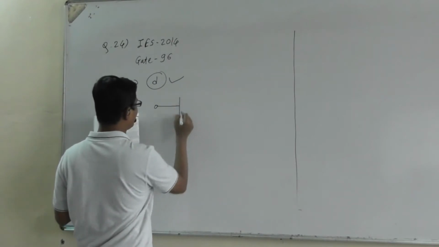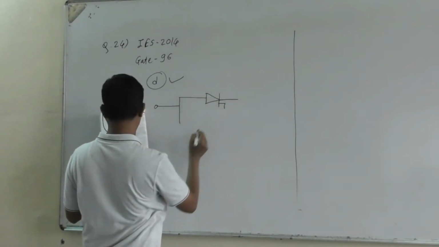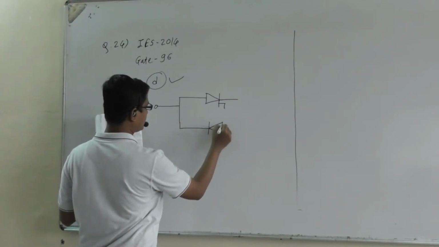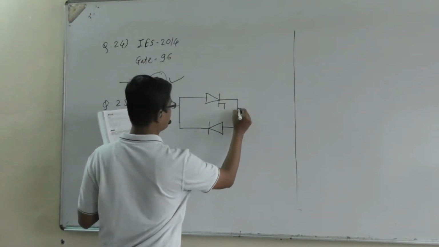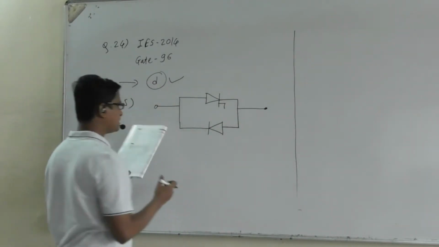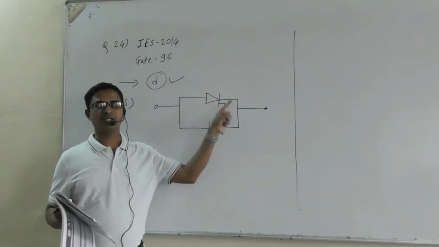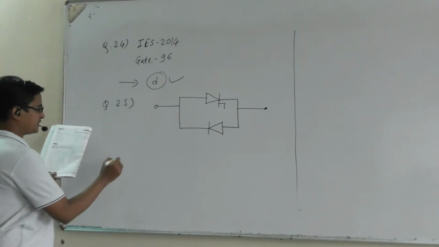So they have given the circuit. Here we have the SCR and here it is a diode. Consider this whole as a single switch. And they have given the options.